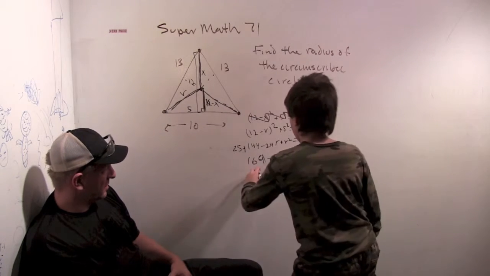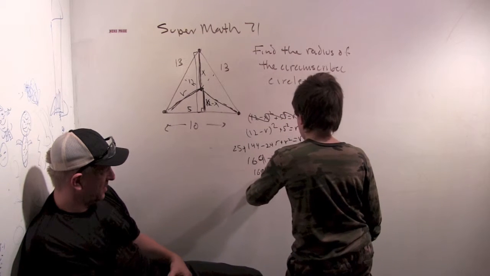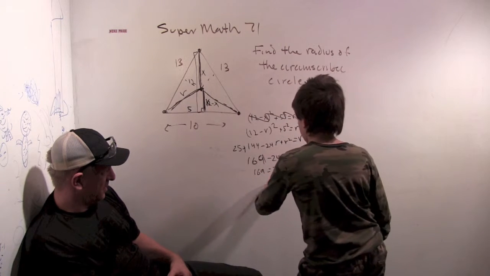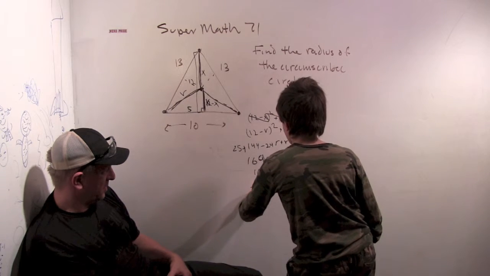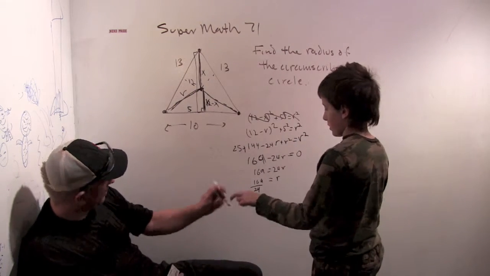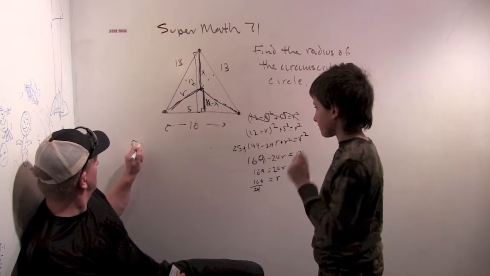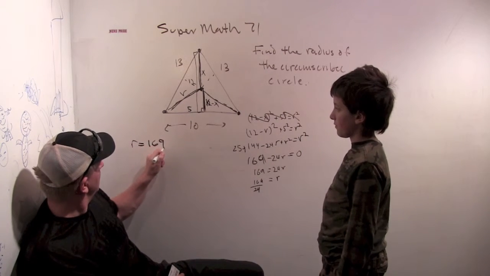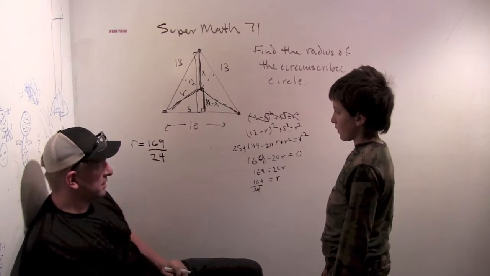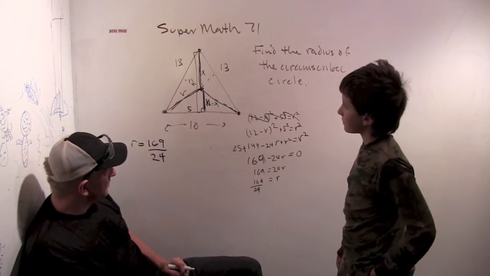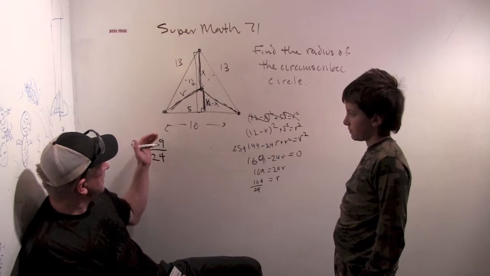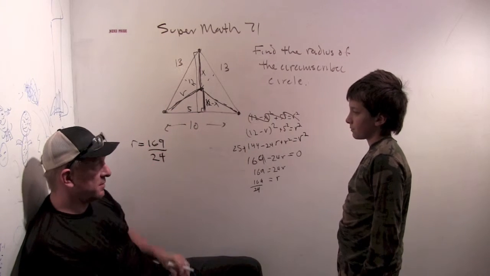Well, 169 is 24R. So R is 169 over 24. All right, very good. That's not really going to cancel. R equals 169 over 24. How do you know that doesn't simplify? Well, because this is 13 times 13, and 24 doesn't have any 13s. Very good. So we just found the radius of the circumscribed circle is 169 over 24, and that doesn't simplify.